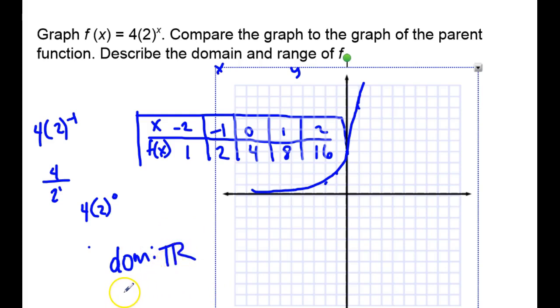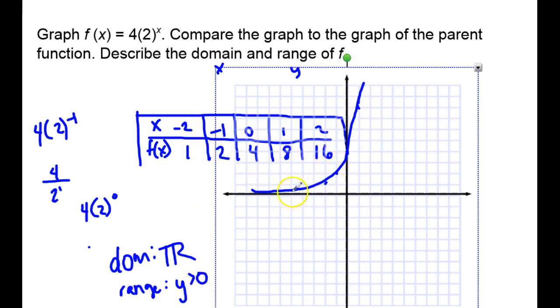Okay, so then I'm looking for the range, and I see that this just keeps getting smaller and smaller and smaller, and it's never really going to meet the x-axis. So my range is going to be y, right, because range always deals with y, is greater than 0. It's never going to touch 0, but it's going to become infinitely close to this.